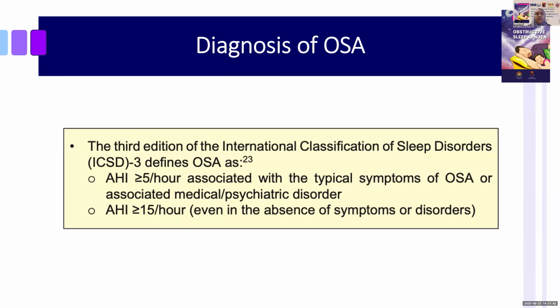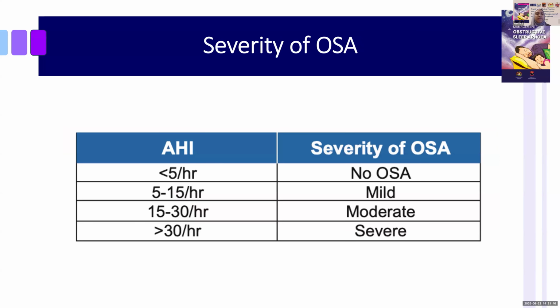With this diagnosis, we can also stratify the severity of OSA. AHI of less than 5, the patient has no OSA. If it's 5 to 15 per hour, mild OSA. 15 to 30 per hour, moderate OSA. And more than 30 per hour is severe OSA.